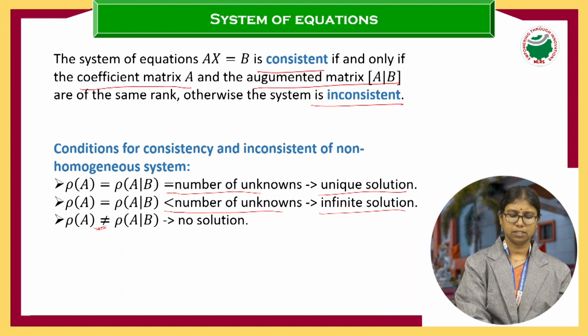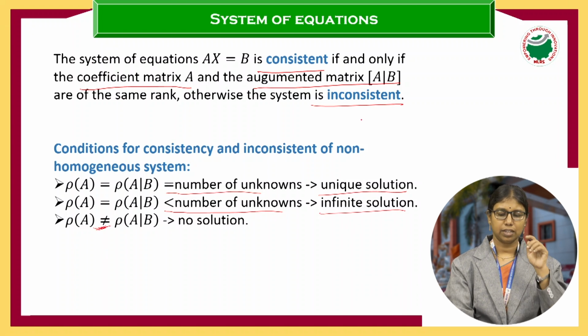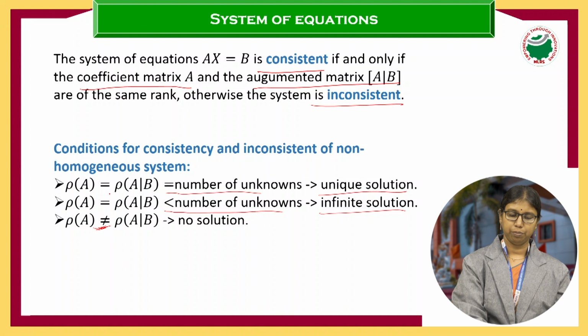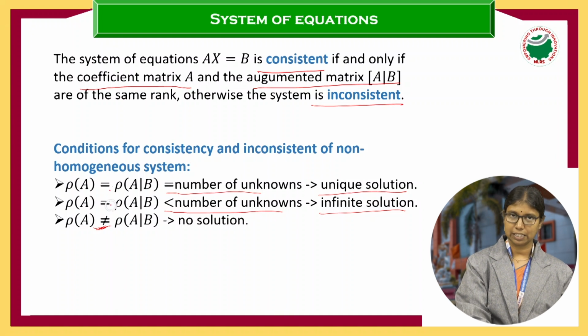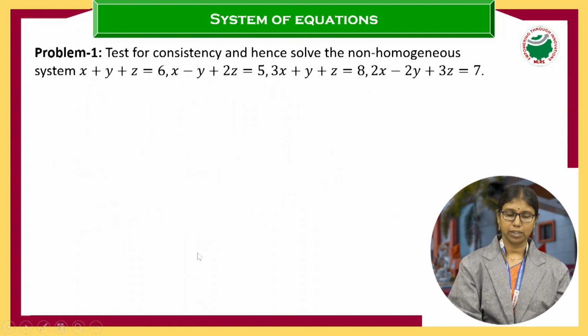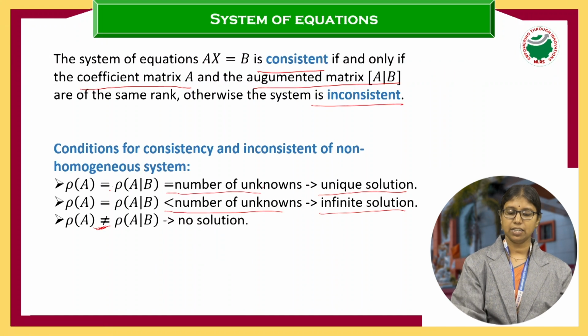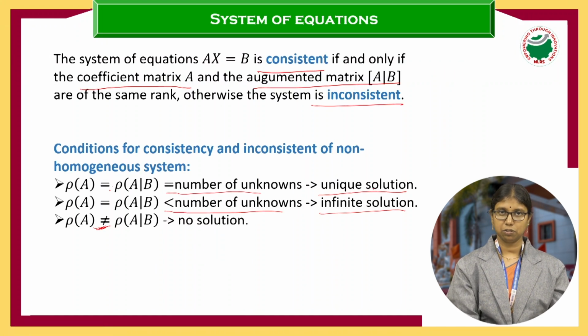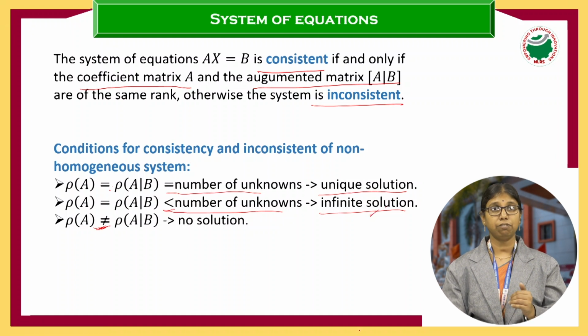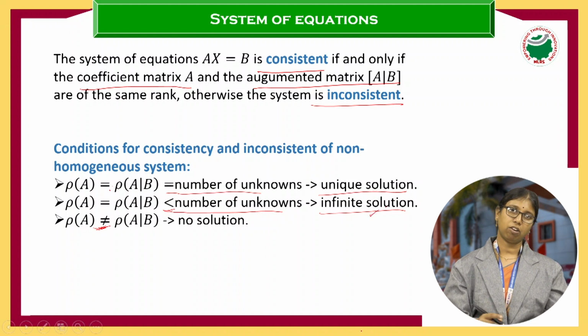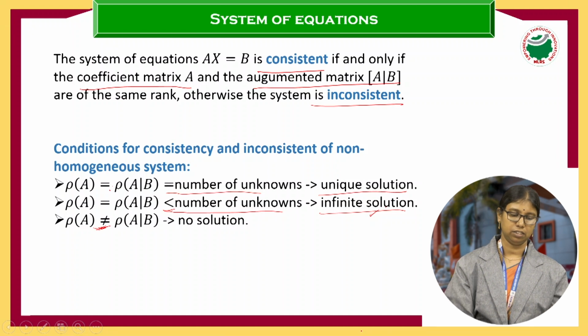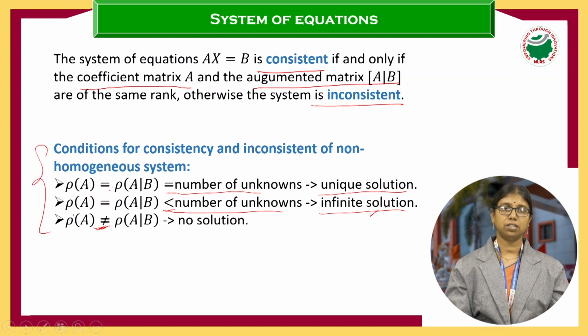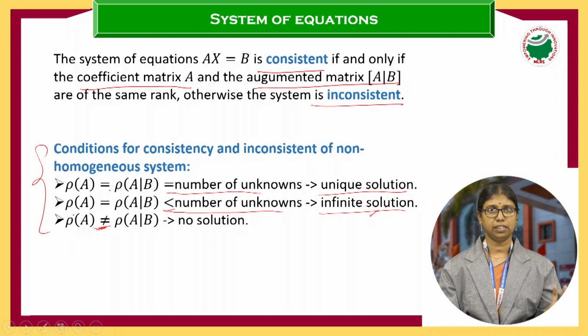Okay. Inconsistency means ranks are not equal. The same points I explained here. If both are equal, the system is consistent, and in consistency also, if it is equal to the number of unknowns, the system has a unique solution. If it is less than the number of unknowns, the system has infinite solutions. If both are not equal, the system is inconsistent. So to solve non-homogeneous equations, you have to remember these three conditions.